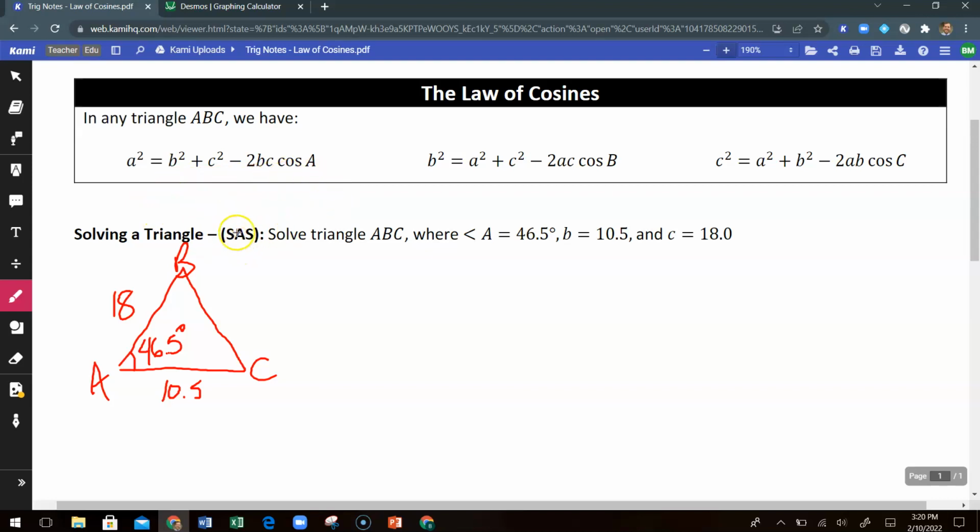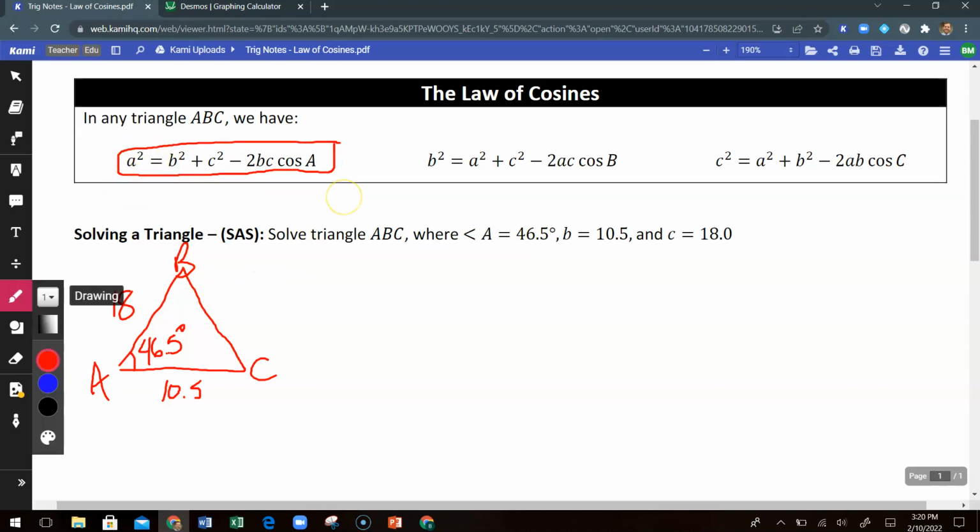If we're doing the law of cosines in the side angle side case, you are going to start with the formula that includes that angle. So because I have angle A, I'm going to use this one. If I had angle B, I would use this one. But the main difference between these three is that whatever angle you are given, the formula is written for that side length. So notice it's a squared equals. So the first thing I'm going to be able to find using the law of cosines here is my side length A.